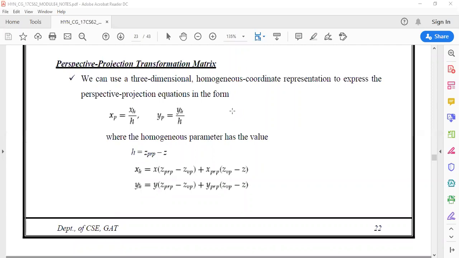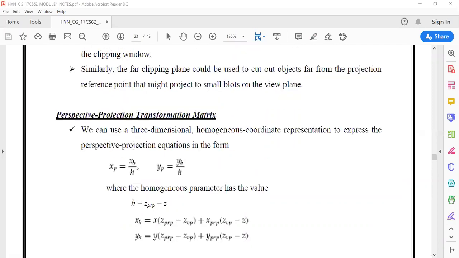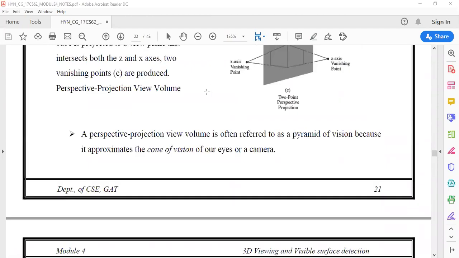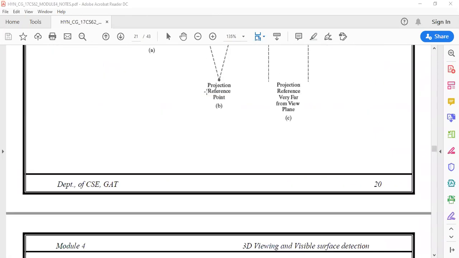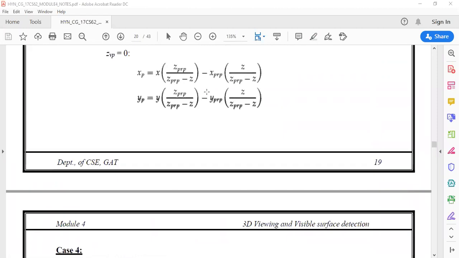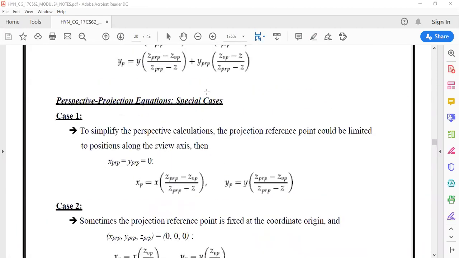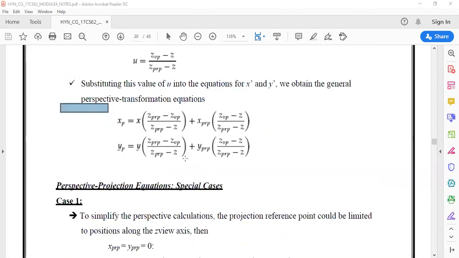In the last session, we discussed perspective projection coordinates, right? Under that, we saw two equations, which were derived for xp and yp. We'll be using the same perspective transformation equations as I'm showing you now.